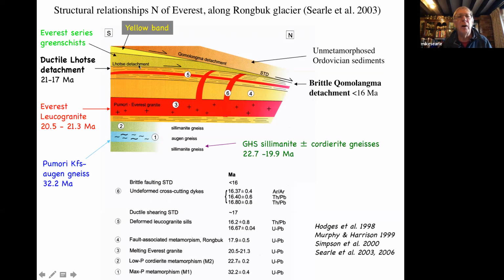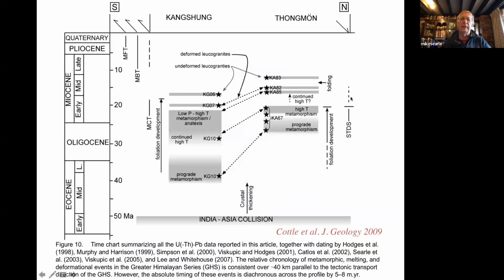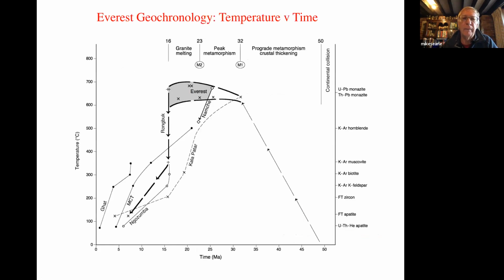The youngest ones are truncated by the Lhotse detachment here, and the Everest series green schists here, and the Chomolungma detachment cuts down and truncates everything underneath it. One of the things John Coffell mostly did was all the uranium-lead dating. He found that there was a northward younging of ages of both metamorphism and melting as you go from Everest northwards into Tibet. So these rocks here in the Amadrima Massif are the northern extension of the high-grade metamorphic rocks as you go northwards into Tibet.